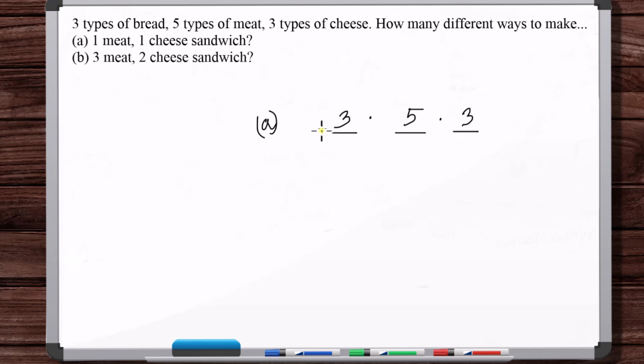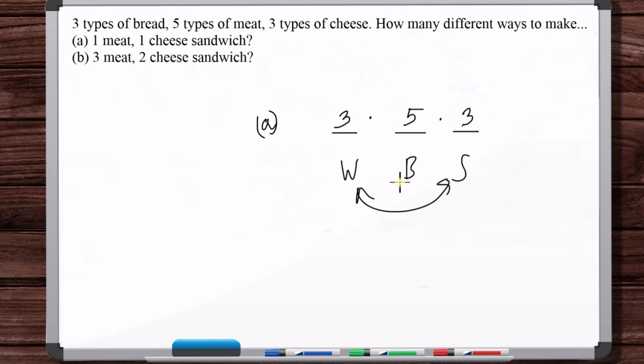So you pick white bread, cycle through the different meats and cheeses. Then you pick wheat bread, cycle through the different meats and cheeses. But remember, there's no reordering here. We picked white bread here, bologna here, and Swiss cheese here. Well, we'd have to divide out if we switch the W and the S.